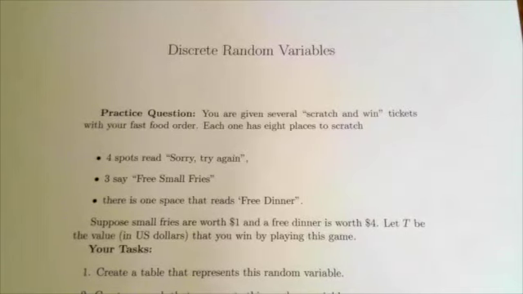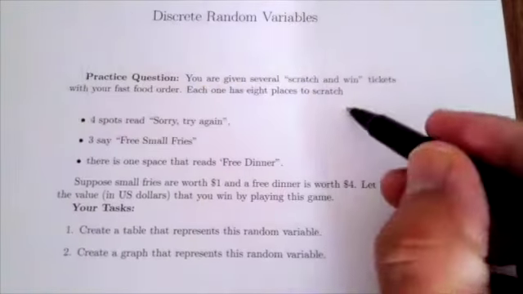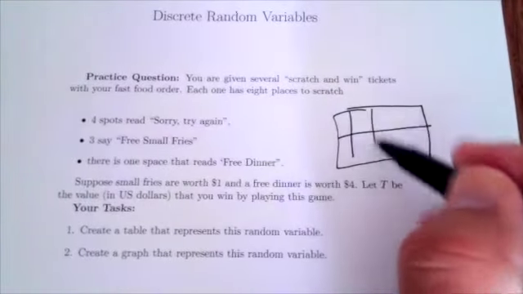So let's look at the solutions to this practice question. You're given several scratch and win tickets with your fast food order. Each one has 8 places to scratch. So 8 spots, visualize that.